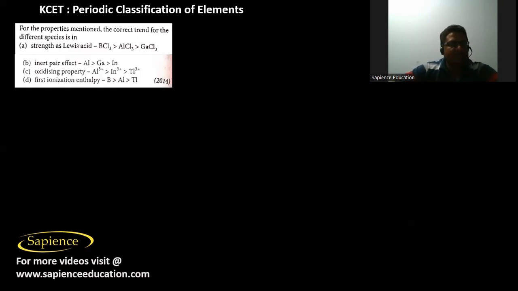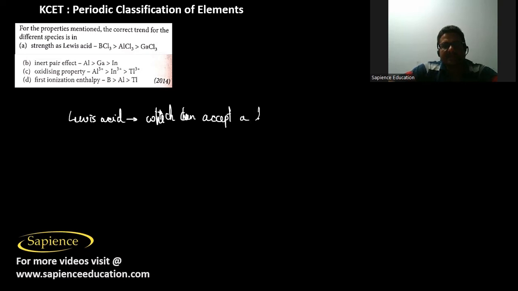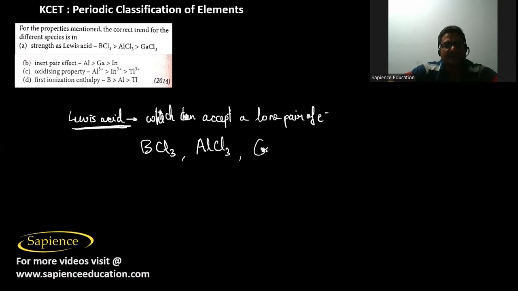Then here it is told, for the properties mentioned, the correct trend for the different species is in. So here, the strength of Lewis acid. Lewis acid means which can accept a lone pair of electrons. That is called Lewis acid. So here it is told BCl3, boron trichloride, and then AlCl3, aluminium trichloride, and then gallium trichloride.